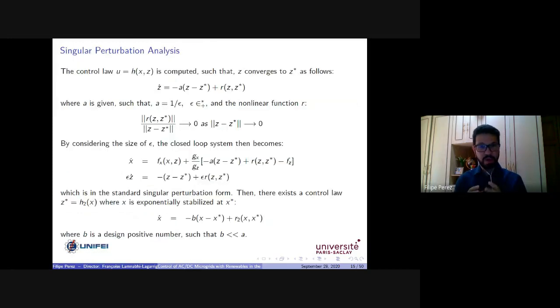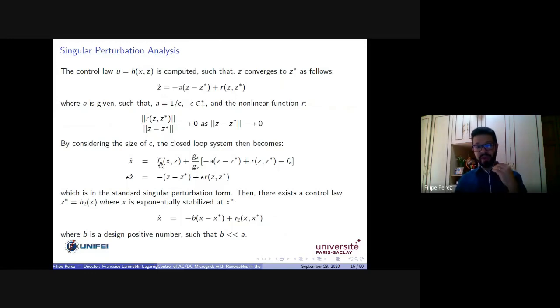So we can compute the control input H such that Z, which is the current subsystem, converges to the Z reference by giving the desired dynamics for Z, where A is a positive constant equal to 1 over epsilon, and R is a nonlinear function, such that the norm of R converges to zero as Z tilde goes to zero. So considering a small enough epsilon, we may result in the closed loop dynamics, which is the standard form of singular perturbation.